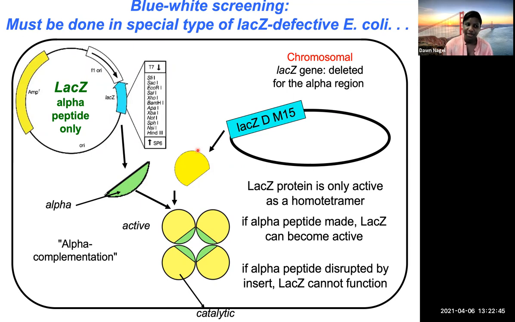beta-galactosidase gene. If this is disrupted in your plasmid because you put an insert there, you make this part, but then this part will no longer be made. So then you cannot form this functional homotetramer, and then you cannot have a functional LacZ gene, okay? So it's called alpha complementation because you're complementing your normal bacterial cells with this alpha part, okay?